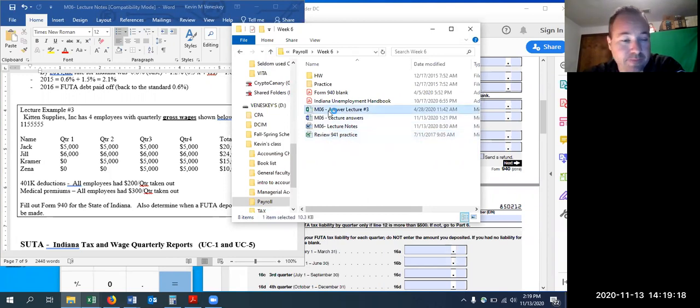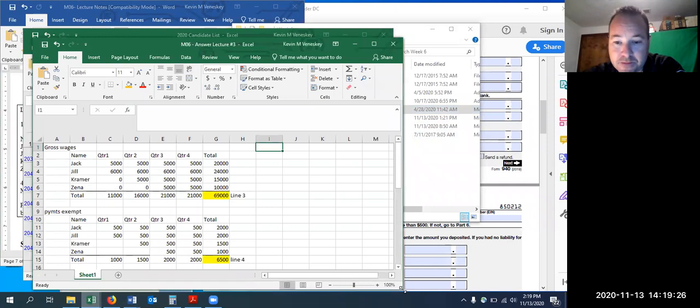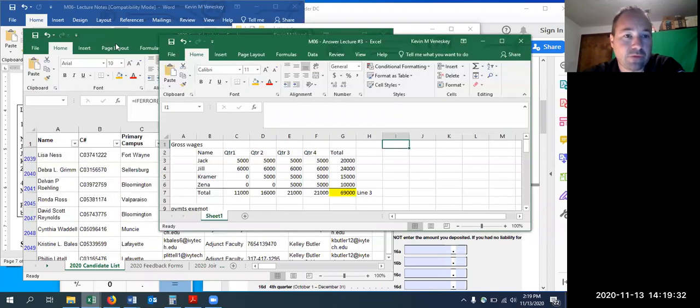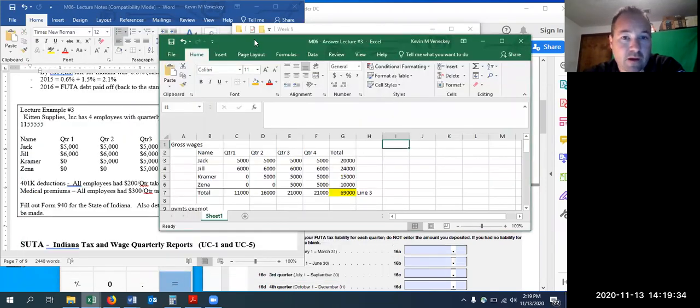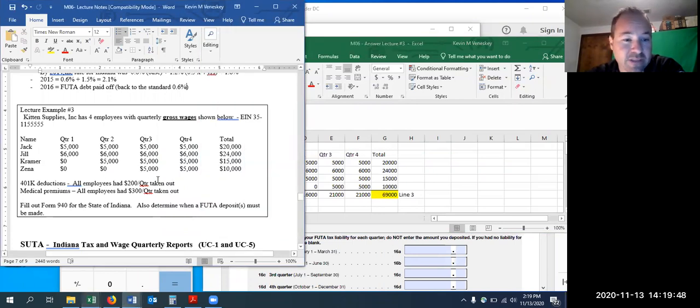Lecture number 3. Okay, so the first thing I did, and you can do this, all I did is just copy this chart and put it into Excel. Nothing going on here. This is just total gross wages. Then what I did, as I said, all employees had 200 taken out per quarter for 401k, and that is a legitimate deduction that you can take off of your wages, and medical premiums.